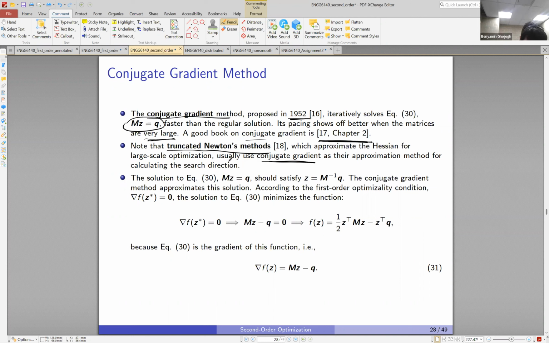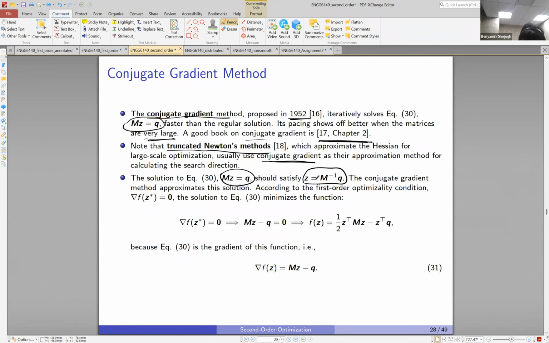So the solution to equation 30, which is mz equals q, should satisfy this. Do you agree? When we have mz equals q, left multiply both sides by m inverse, and you will get this. And the conjugate gradient method, what does it do? It approximates this solution. So it's an approximation method, okay? But its approximation is almost accurate.